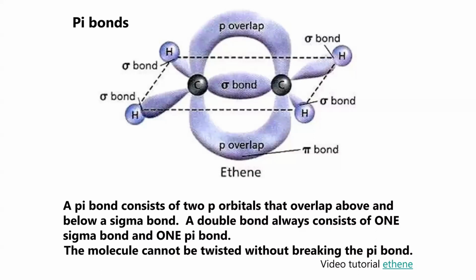So generally, the pi bond is very strong. It's very, very strong, and is stronger than the sigma bond. So that is why twisting a compound with a pi bond is very, very difficult. You have to break the pi bond first before you are able to twist a compound.